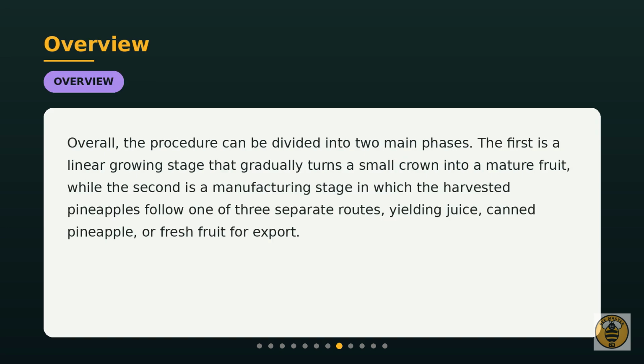Now the overview, the single most important paragraph. Overall, the procedure can be divided into 2 main phases. The first is a linear growing stage that gradually turns a small crown into a mature fruit, while the second is a manufacturing stage in which the harvested pineapples follow one of 3 separate routes, yielding juice, canned pineapple, or fresh fruit for export. Importantly, this paragraph contains no specific figures.